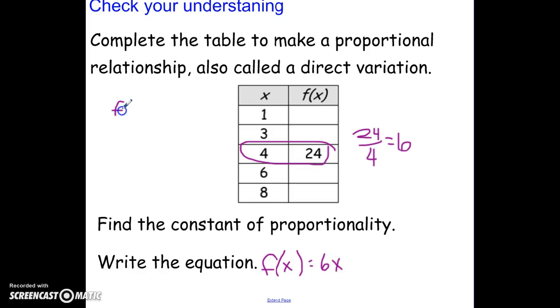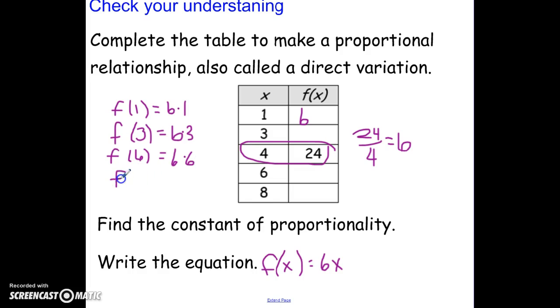So if I'm trying to find f of 1, that would just be 6 times 1. f of 3 would be 6 times 3. f of 6 would be 6 times 6. And finally, f of 8 would be 6 times 8. So to finish my table would be 6, 18, 24 is filled in, 36, and 48.